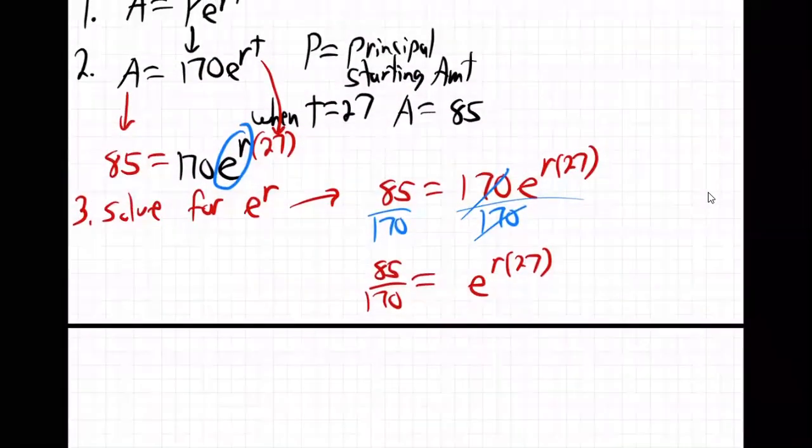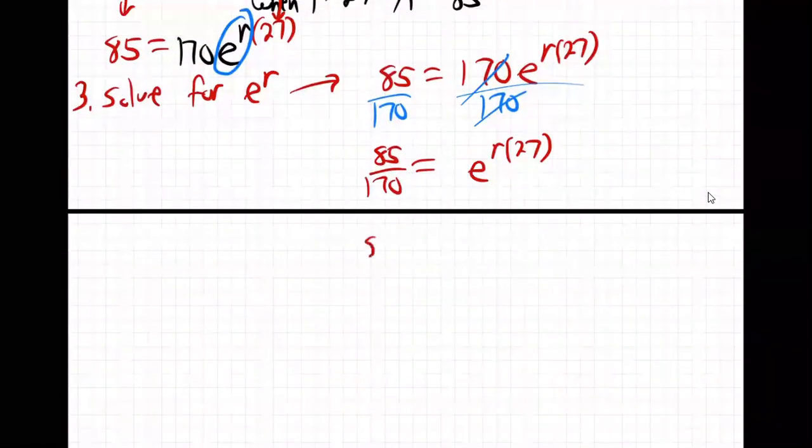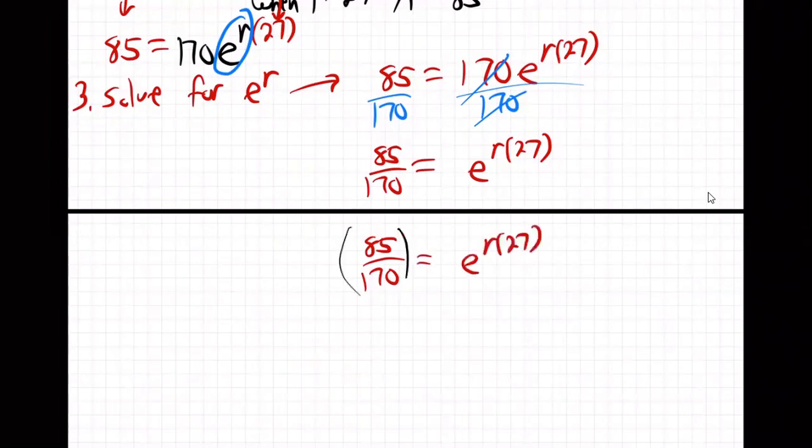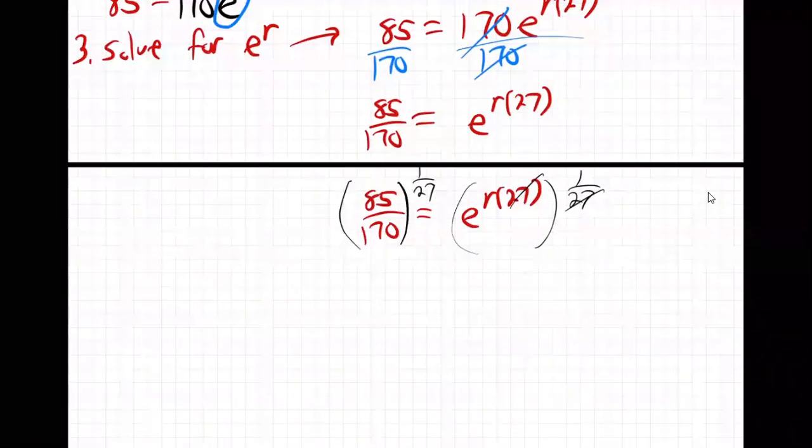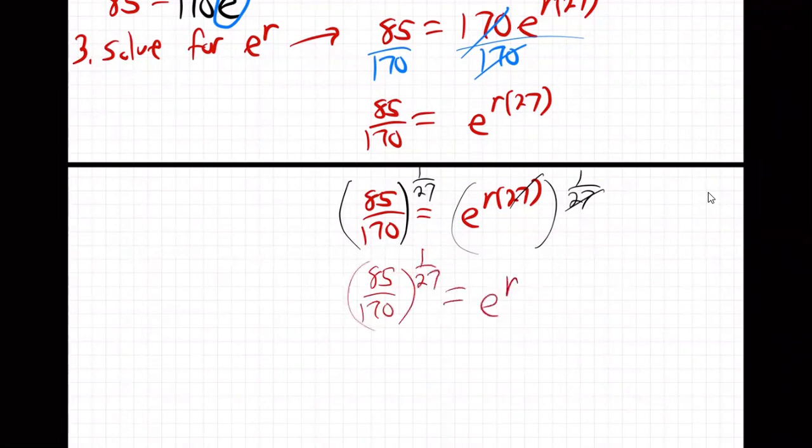So let's do that. I'm going to take that 85 over 170 equals e to the r times 27. Then I'm going to raise both sides to the 1 over 27 power, and it'll cancel that out. It's kind of weird, huh? So what do we get? 85 over 170 to the 1 over 27 power is e to the r, because the 27 has canceled out. It's just e to the r. So we solved for e to the r.